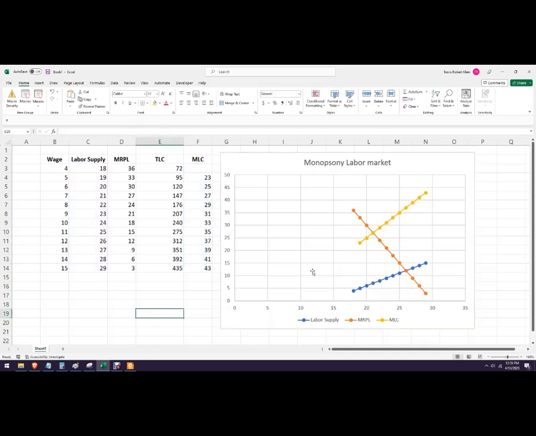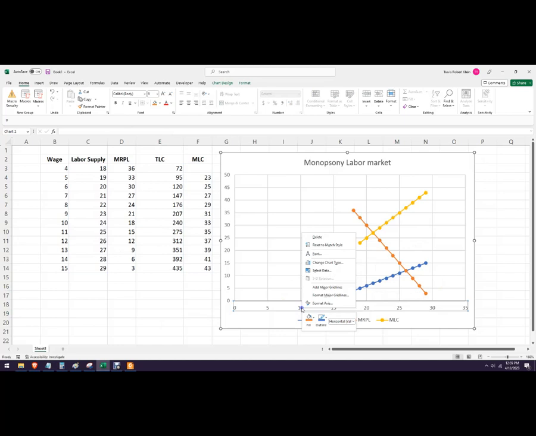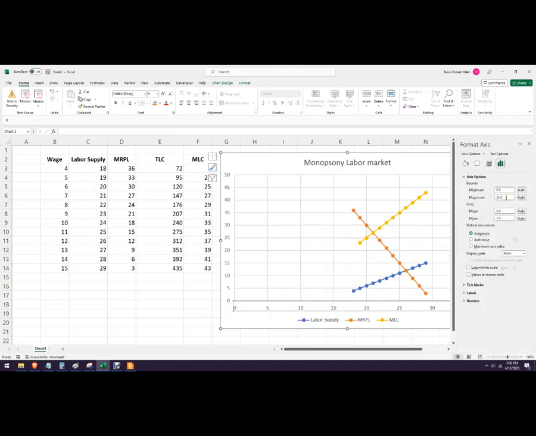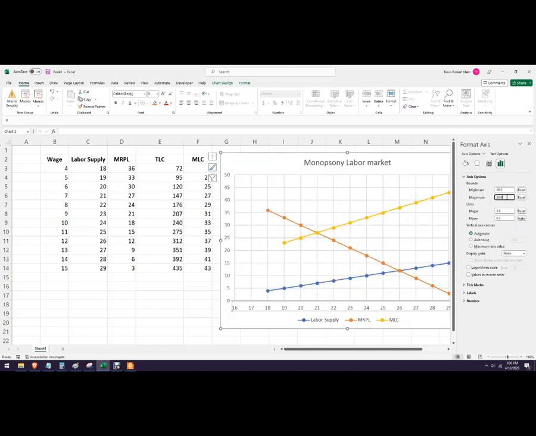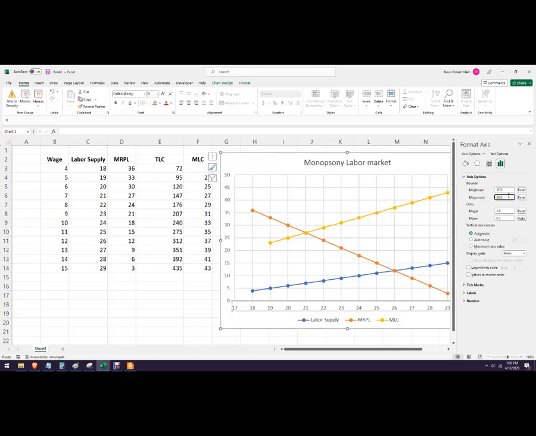Okay. Now we got kind of too much stuff here, so we can go to format axis, and do we want maximum to go up to 35? Nah, let's change that to 30. Units, we could change that to 2, and actually let's change that to 1. And then the minimum, we don't want to start at 0. Let's start it at 16. So let's start at 17. That's a little bit better.